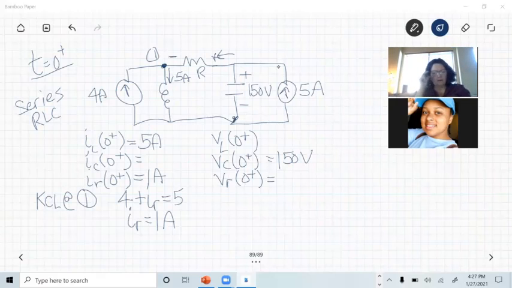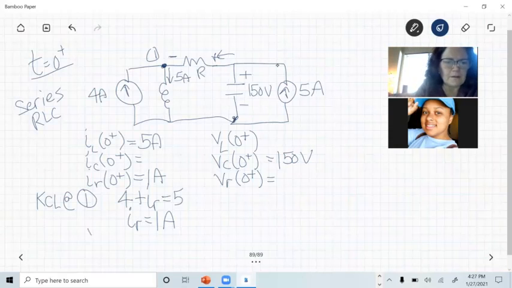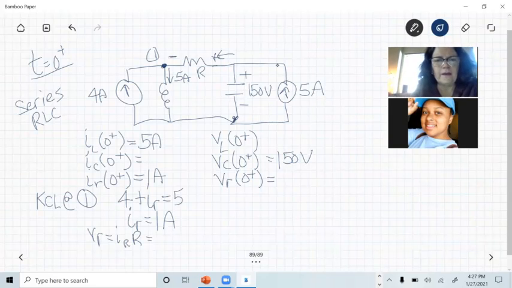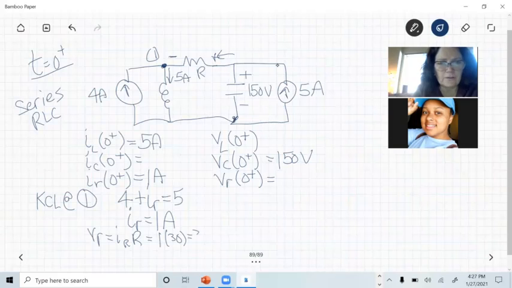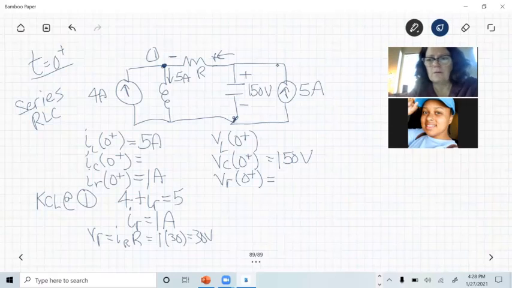We've got IR. We can find VR just using Ohm's law. So VR equals IR times R. And what was R? 30 ohms. We've got 1 times 30. This gives me 30 volts. I don't have a passive sign convention violation, so I don't have to make that negative. So VR is 30 volts. Thought I locked up again.